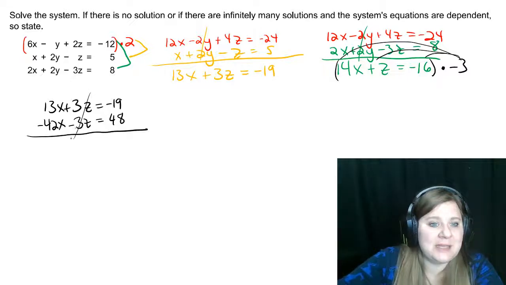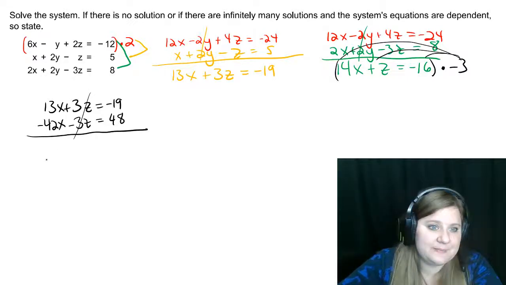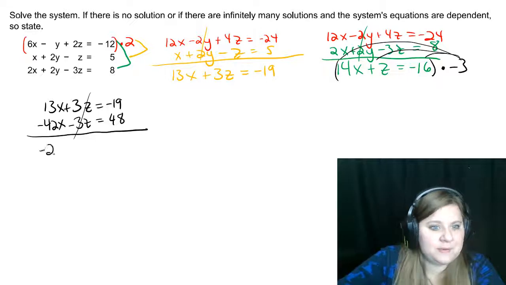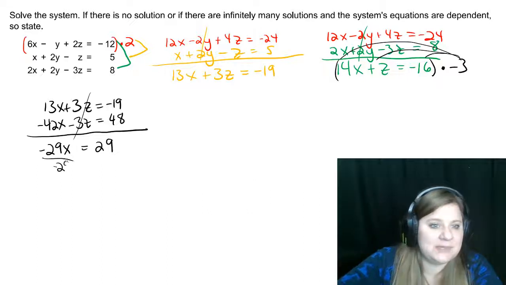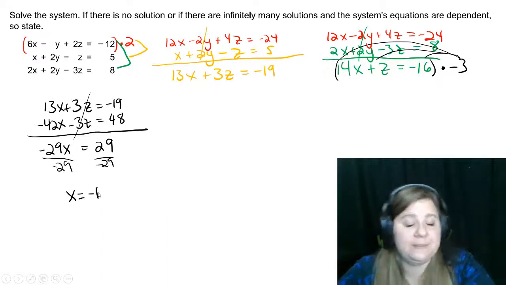When I add these together, I now have canceled out my z's. I end up with negative 29x equals 29. I divide both sides by negative 29, and x is coming out to be negative 1.